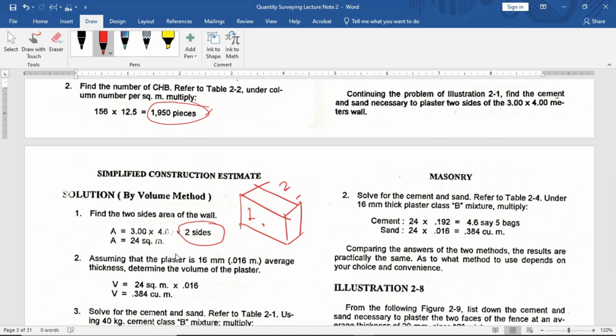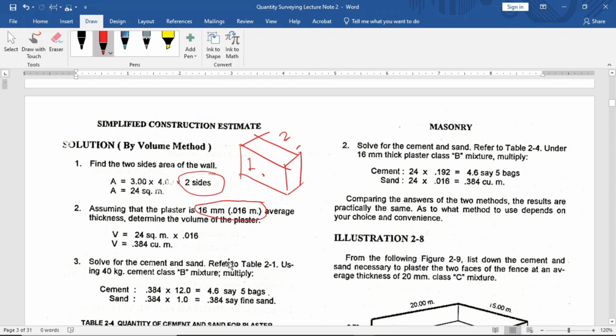Tapos, assuming that the plaster is 16 mm, ito yung average thickness ng plaster natin, 16 mm. So, determine the volume of the plaster. So, volume is equal to 24 square meters times 0.016 meters. So, volume total is 0.384 cubic meters. So, ito na yung volume natin. Solve the cement and sand.